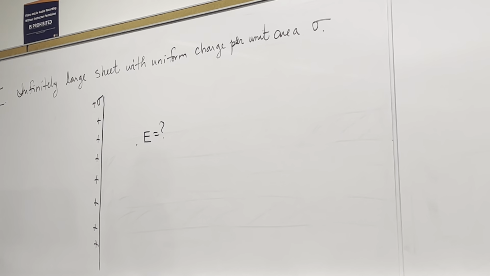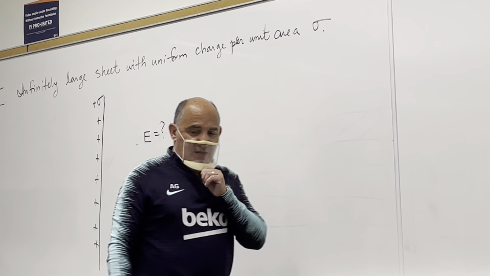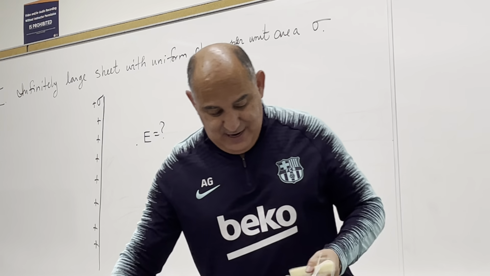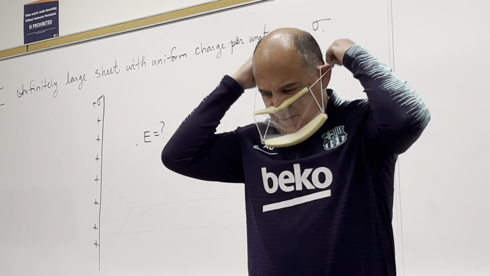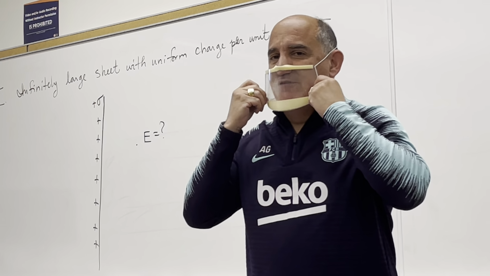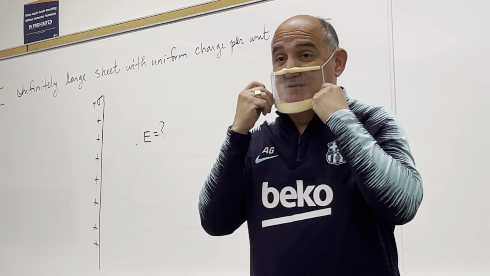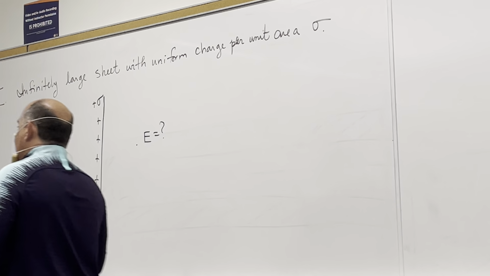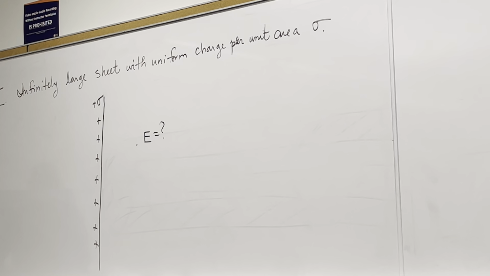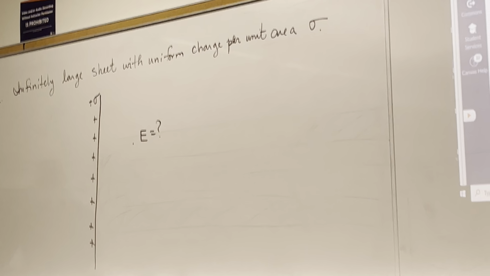Now, if this plane is very large, infinitely large, then it doesn't matter how far we are from it because you will never see the edges of it, right? So when we are given an infinitely large sheet, what is the Gaussian surface that we have to imagine? A cylinder, correct?